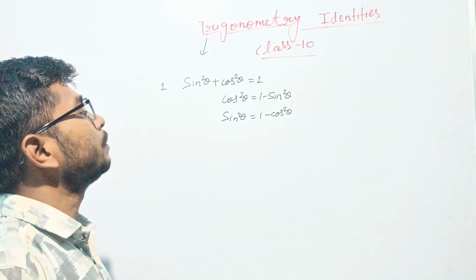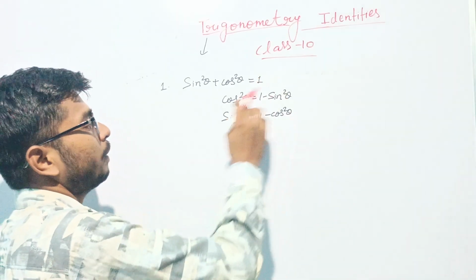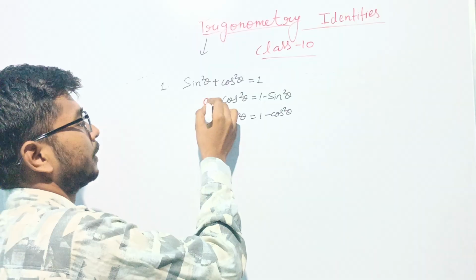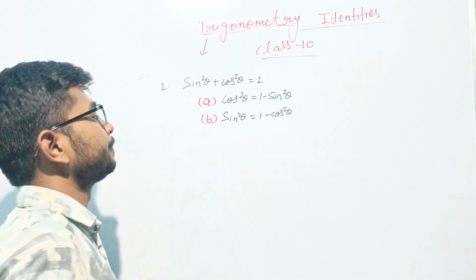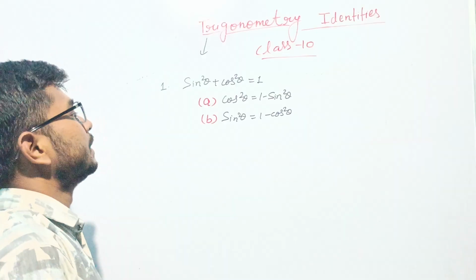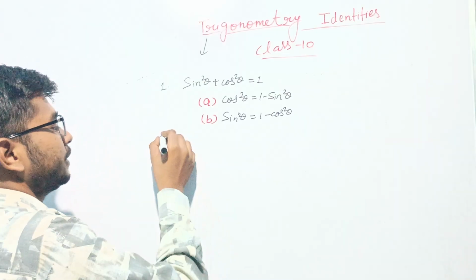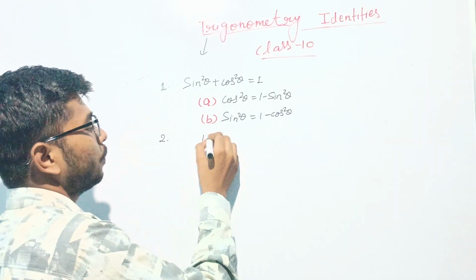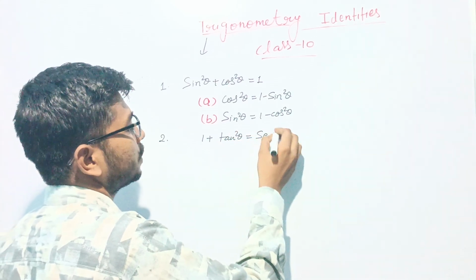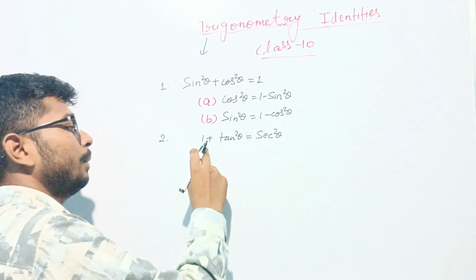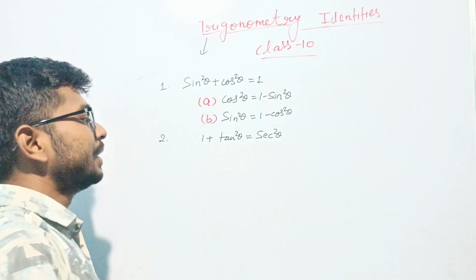From this first formula we made two more formulas, A and B, which I will write. The second formula is 1 plus tan square theta is equal to sec square theta.